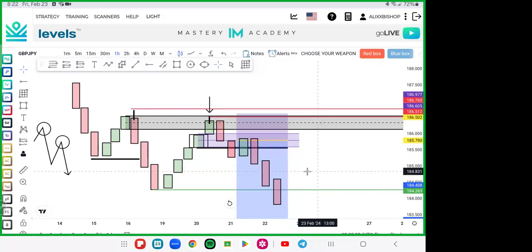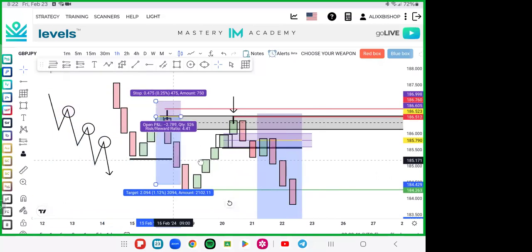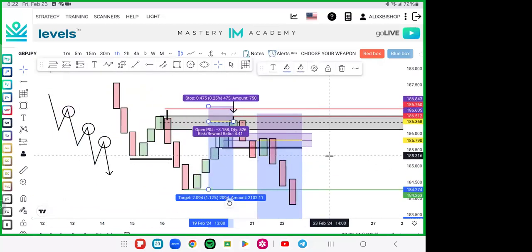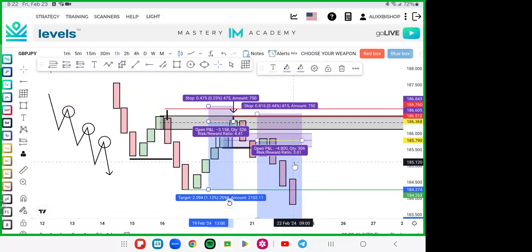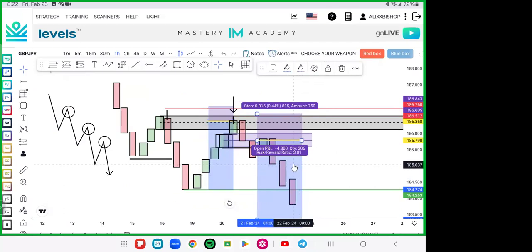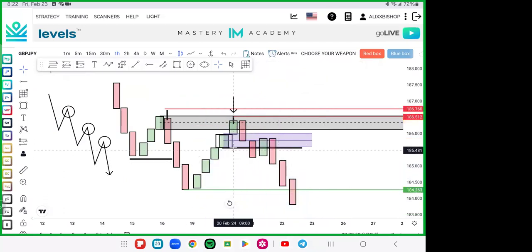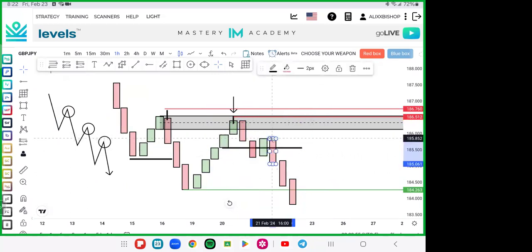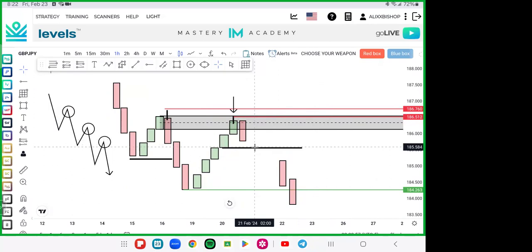Maybe you entered off both, and that's okay. The more setups you can get, the merrier. I know we've been going over the value box a couple times in the past couple weeks, but we have a lot of new students, and I wanted to keep it very, very simple today.